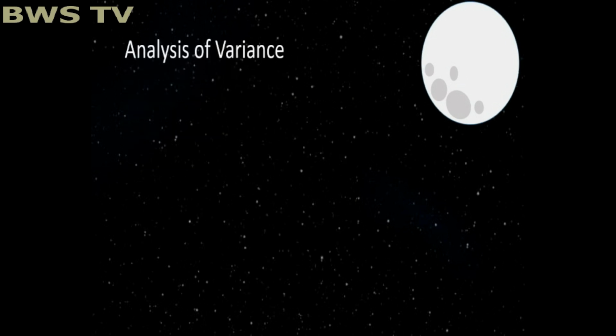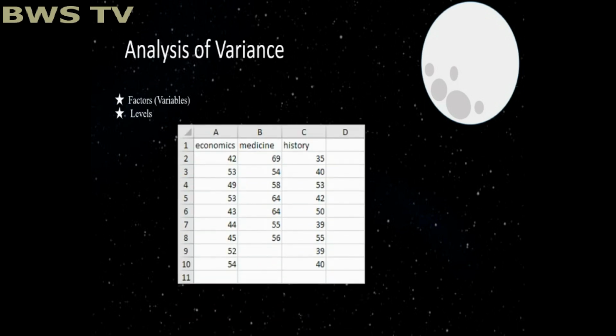Next, we have the analysis of variance. First, we have factors, which also means variables. Then we have the levels. Factors are the general part of something. For example, subjects. Subjects is a factor because there are a lot of examples under subjects. Then we have levels, which are the more specific ones like economics, medicine, and history. These examples are under subjects.